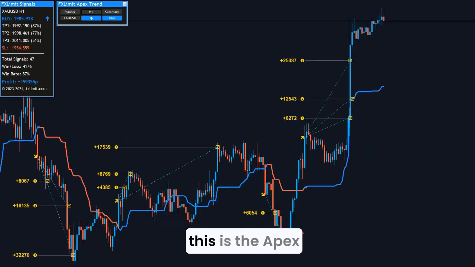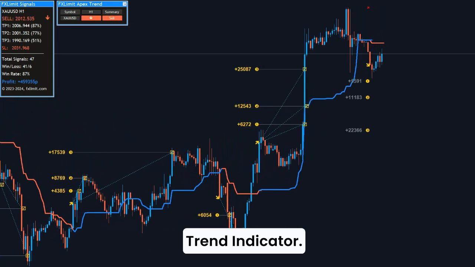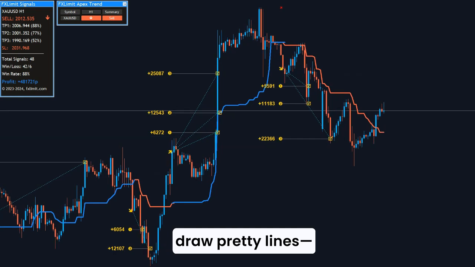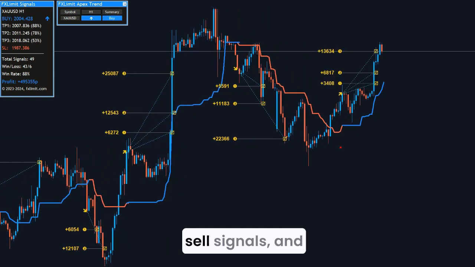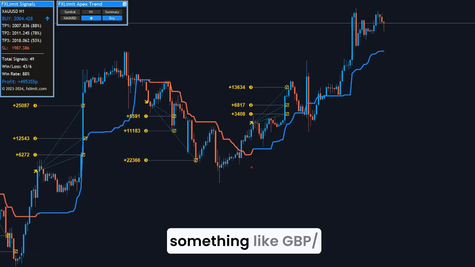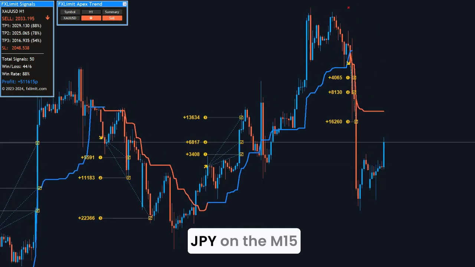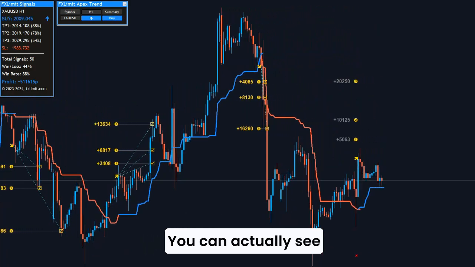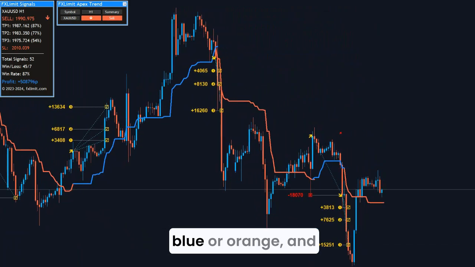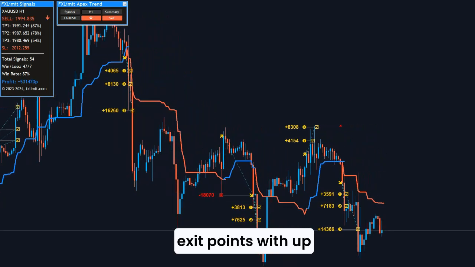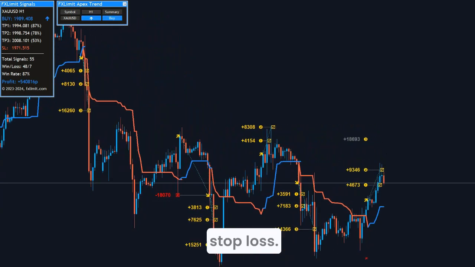A good example of this is the Apex trend indicator. What makes it so effective is that it doesn't just draw pretty lines. It gives you non-repainting buy and sell signals and adapts to multiple time frames. If you're trading something like pound sterling to Japanese yen on the M15 chart, this can be a game changer. You can actually see the trend switch when the line turns blue or orange, and it even gives you precise entry and exit points with up to 3 take-profit levels and a stop-loss.